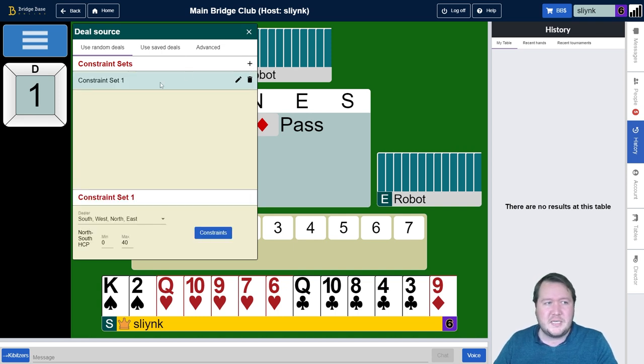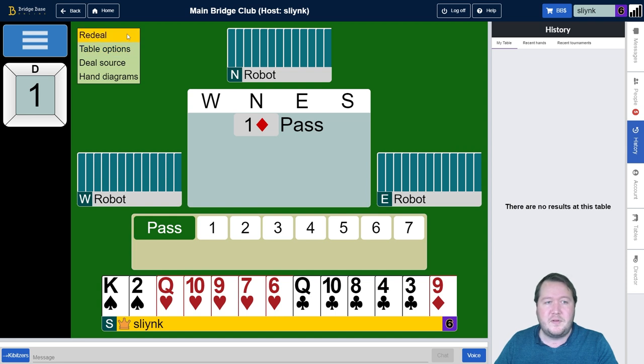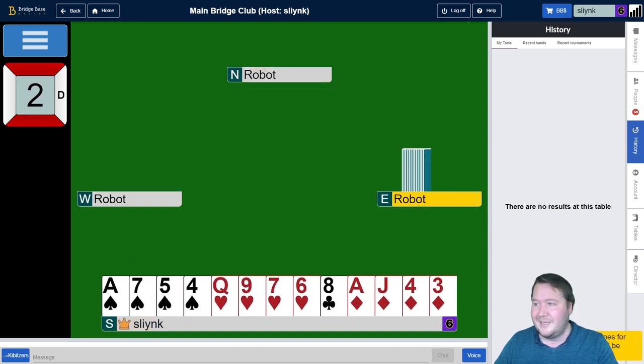Also, whenever you set constraints here, I'll just set a basic constraint. Let's say I want to practice game, and I'll put in constraints of north south have between 24 and 40 high card points. Okay, that's it. And then when you finish with the board, you can click redeal.